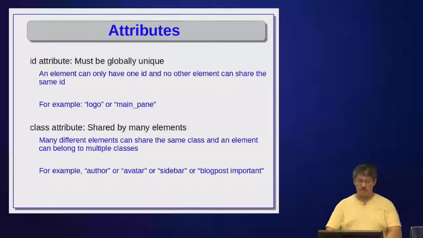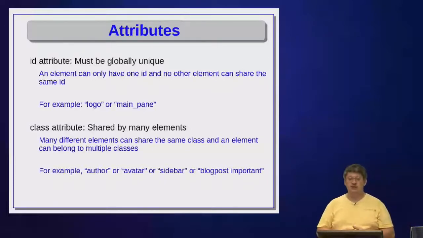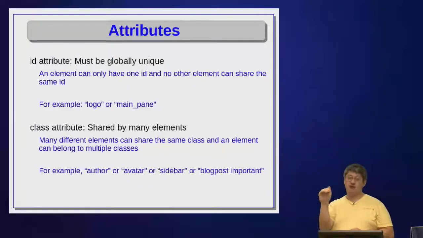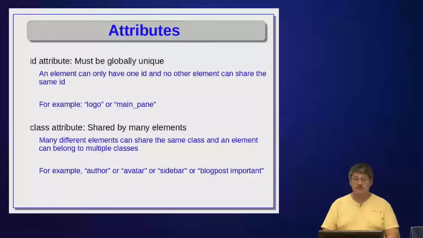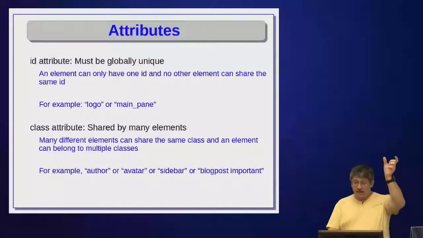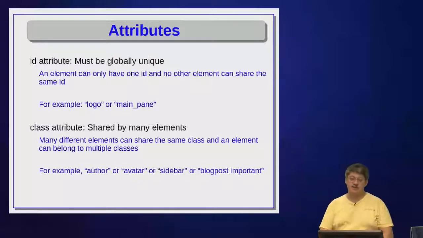The class attribute can be shared by many elements. In fact, not only can many different elements be in the same class, but a single element can be in several different classes. So for example, I might have an author class. If maybe I've got a blog, and each blog post has a title and an author's name, and then the text of the blog, I could identify all of the authors as being in the author class, and I could style them all the same way. Maybe my blog has a little icon representing the user. I call that an avatar, and I could put those images in the avatar class. I might have a sidebar, which I might identify with the sidebar class. I might have multiple sidebars, one on the left, one on the right.